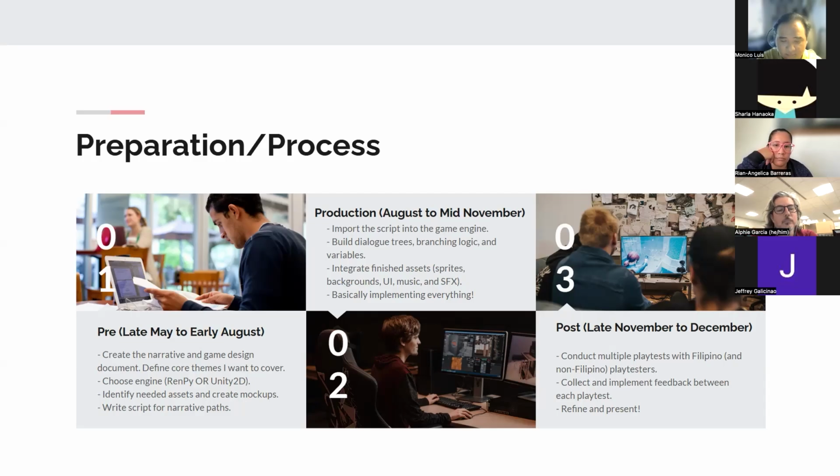My production phase, which will happen in the bulk of the semester from August to mid-November, I'll be importing the script into the game engine, building dialogue trees, branching logic and variables, and then integrating finished assets, which are sprites, backgrounds, UI, music, and sound effects. For assets that I'm not able to make myself, like the music, I'll be looking at open source places like Open Game Art. And basically, this time will be for me to implement everything.